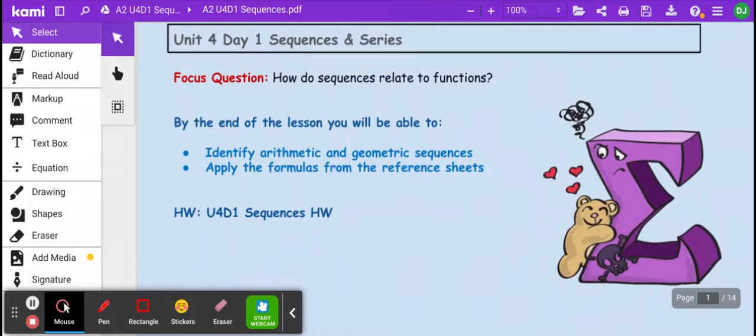Also, I have posted the reference sheet in the Google Classroom. So where we use the formulas, you will be able to look at them on the reference sheet. So definitely check that out.